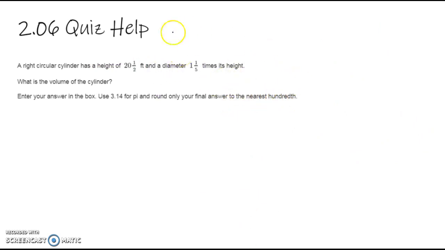Here's another question I want to talk about, and it says, a right circular cylinder has a height of 20.5 feet. So again, another cylinder. And this time, it has a height of 20.5 feet. Not a very good drawing there, but y'all can get the picture. The height is 20.5, and so I'm going to put 20.5. Remember, 0.5 is just the decimal version of 1/2. And then the diameter is 1 1/5 times its height. So this is important because we don't know what the diameter is, but we can easily find it.